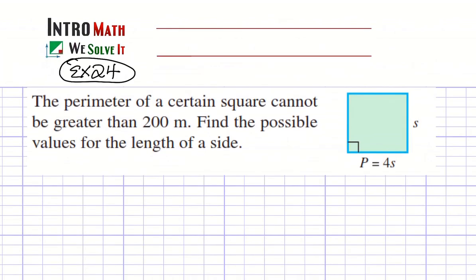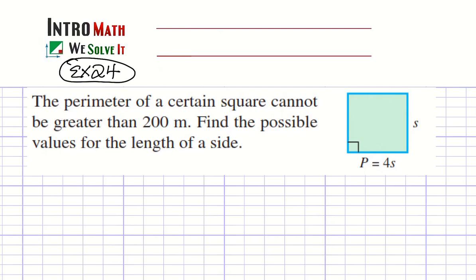The next one says the perimeter of a certain square cannot be greater than 200 meters. Find the possible values for the length of a side. Perimeter of a certain square. Remember we talked about perimeter before? Perimeter of a square, you can almost get that without, you can think that out. Let me show you how.